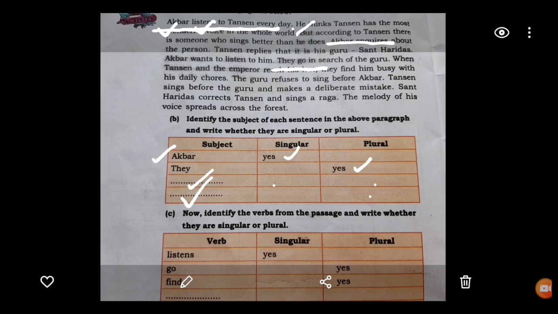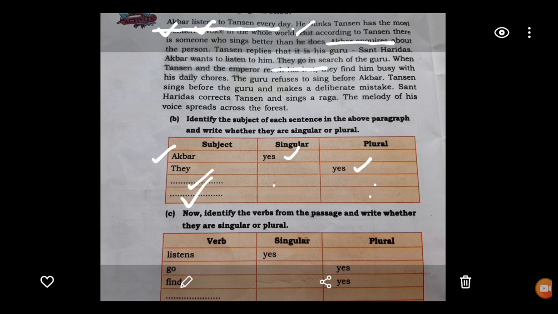Okay, then you go to the next box. Now identify the verbs from the passage and write whether they are singular or plural. നമ്മൾക്ക് സിമ്പിൾ പ്രസൻറ്റ് ടെൻസിലുള്ള വേർബ് കണ്ടാലും അറിയാം അത് സിംഗുലർ ആണോ പ്ലൂരൽ ആണോ എന്ന്, സബ്ജക്റ്റ് കണ്ടാലും അറിയാം. We know whether it is plural or singular if we look at the verb. വേർബ് നോക്കിയാലും മനസ്സിലാവും. If there is s with it, that means that sentence is singular, right?